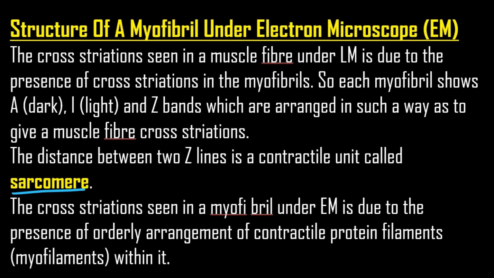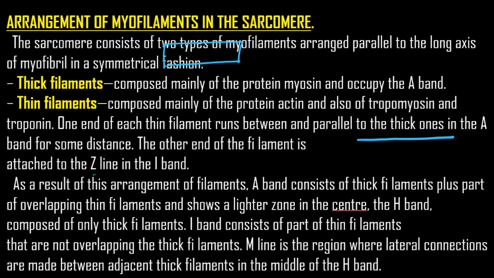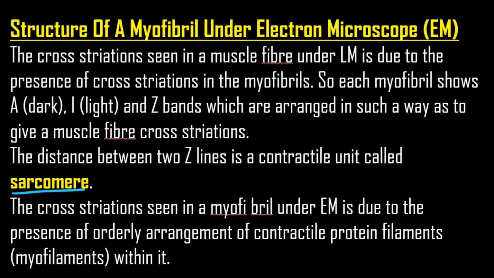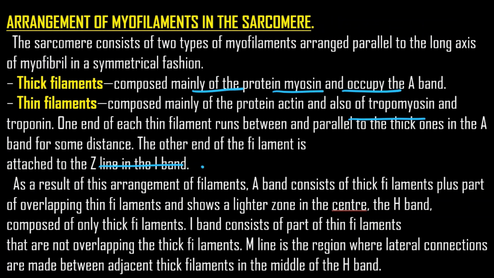The cross striations seen in a myofibril under the electron microscope is due to the presence of orderly arranged contractile protein filaments within it. Now, the arrangement of a sarcomere is that the sarcomere consists of two types of myofilaments arranged parallel to the long axis of the myofibril in a symmetrical fashion. So the filaments that are found in the sarcomere are the thick filaments, which are made up of myosin.